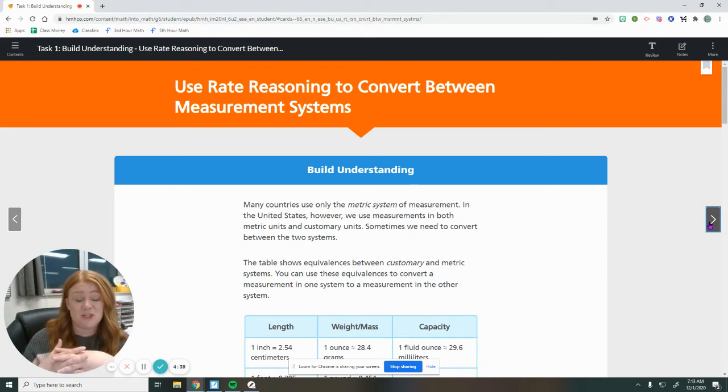I might be measuring something here in America in pounds, but maybe I'm shipping it somewhere that they measure their weight in grams. So I need to be able to convert it over to see how much it is. So today and tomorrow we're going to be working on converting measurements between the customary and the metric. We're going to use that same strategy we've been using of what do we know is the unit rate, making that equivalent ratio, and solving for it.